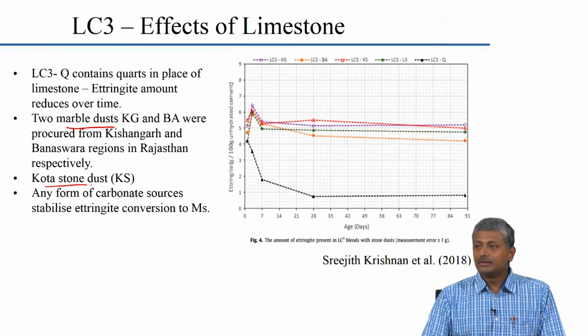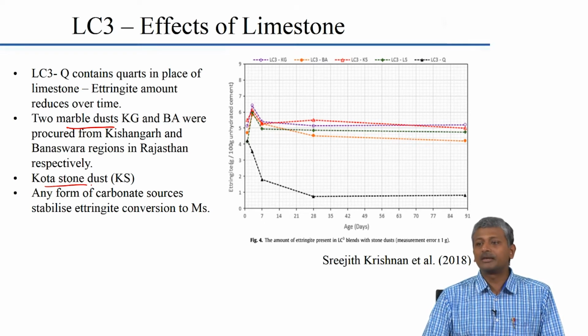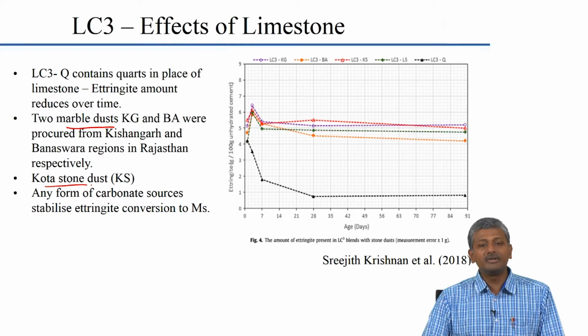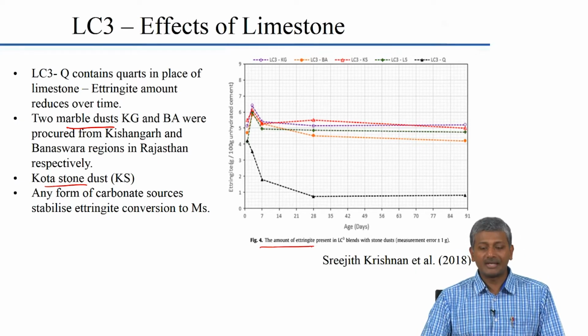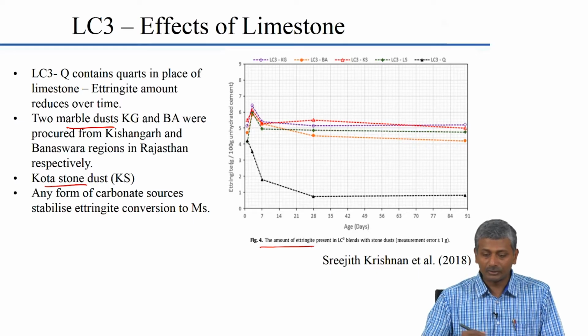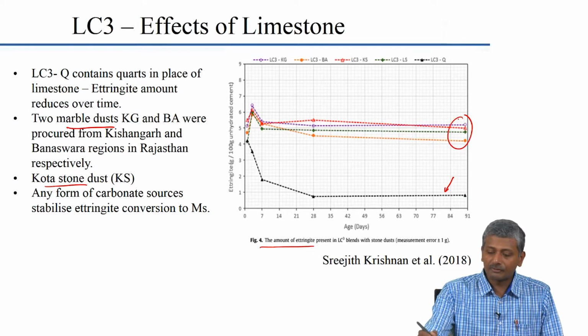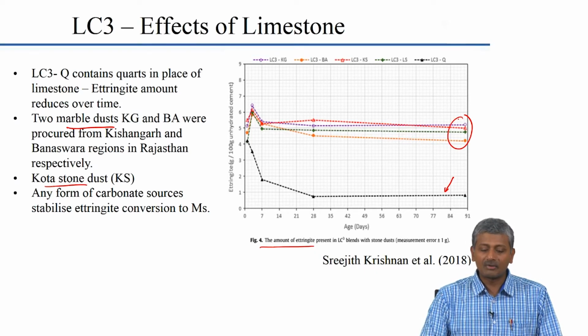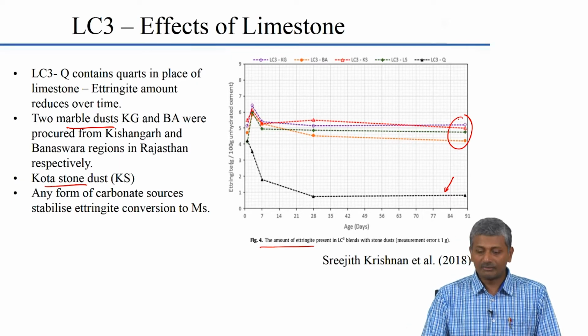So, there is evidence to show that any form of carbonate source can stabilize the ettringite formation at the early stages and prevent its long term conversion to the monosulfate phase. So, again here this figure is showing the amount of ettringite present in LC3 blends with stone dust. So, this here is with a specific type of LC3, and again with other types of stone dust you are again stabilizing the amount of ettringite that is actually forming. So, ettringite is not really reconverting to monosulfate in this case.